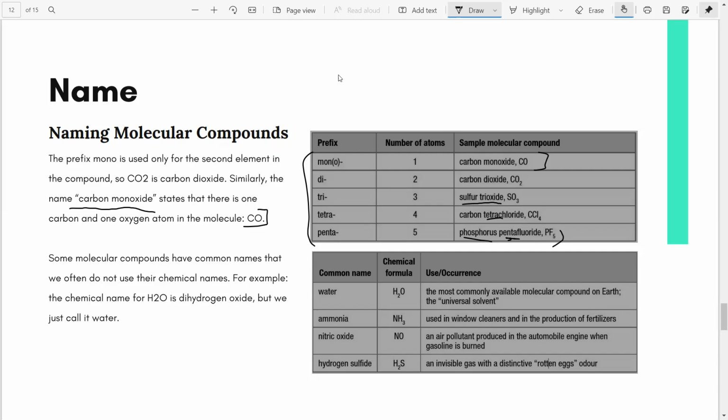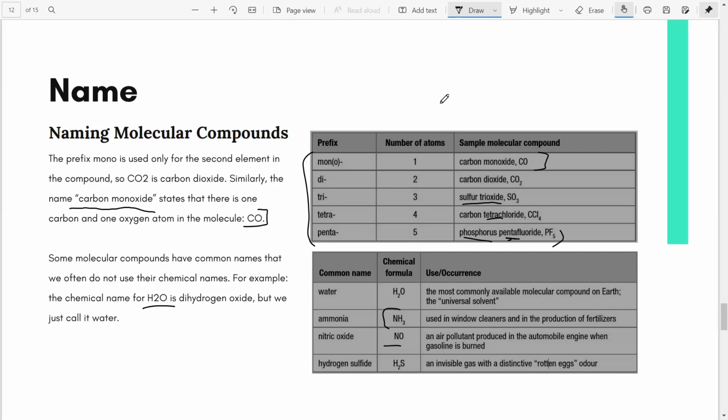Some molecular compounds have common names, and we often do not use their chemical names. For example, the chemical name for H2O is dihydrogen oxide, but we just call it water. So more often than not, when you see the chemical formula H2O, it can be called H2O itself or water. It's typically not referred to as its technical or chemical name, which is dihydrogen oxide. Same thing with something like NH3. This would again have a technical name of nitrogen trihydride, but it's commonly referred to as ammonia.